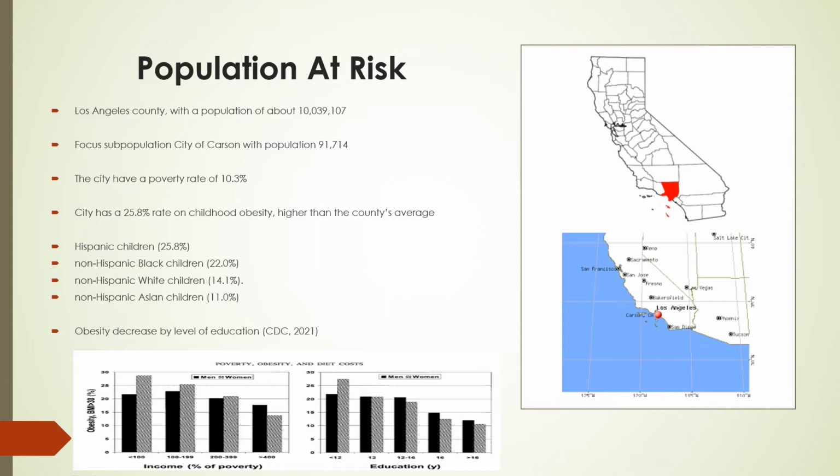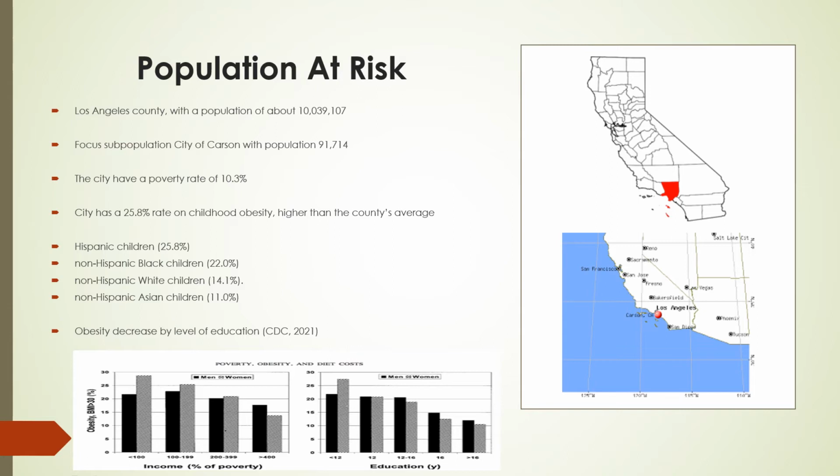Also, in terms of race, Hispanic children have about 25.8%, which is the highest, followed by Black African American at 22.0%, non-Hispanic white at 14.1%, and non-Hispanic Asians at 11%.